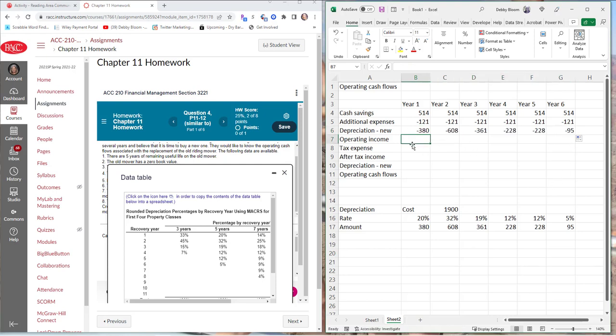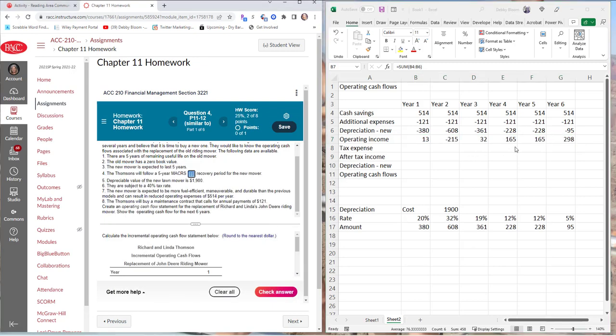And now each year we can calculate the operating income. And I can use sum because I have a positive number for the cash savings and a negative number for the additional expenses. So we want to take 514, subtract 121, and subtract $380. So the first year I come down to a whole $13. Second year there's actually a loss. Then we have 32, 165, 165, and 298 for our cash flows.